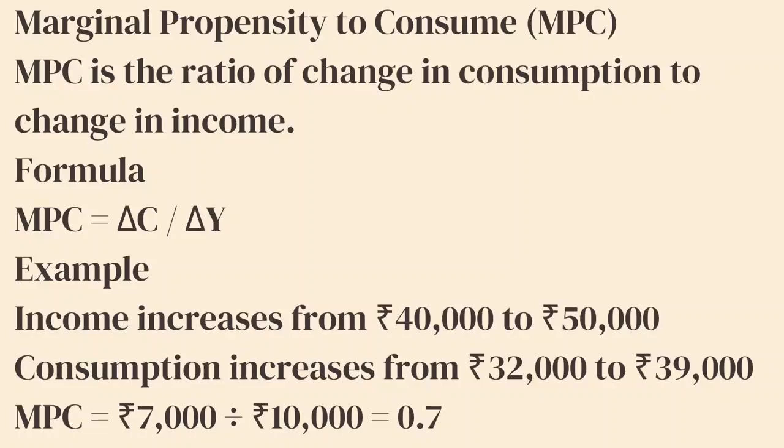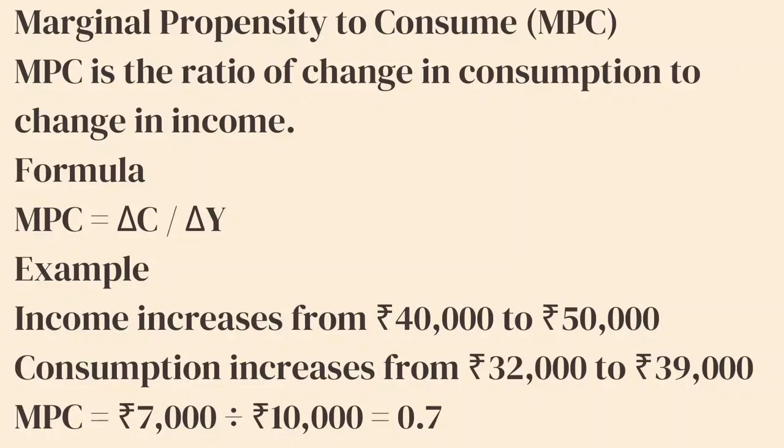So, using the formula, MPC is equal to change in consumption divided by change in income. Here, change in consumption is 7,000, change in income is 10,000. So, it gives us 0.7. This means out of additional 1 rupee earned, 70 paisa is spent on consumption while the remaining 30 paisa is saved. This concept is extremely important because it is later used in the multiplier formula that we will study in the next part of the chapter.